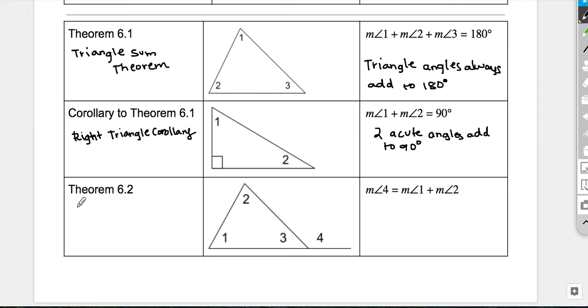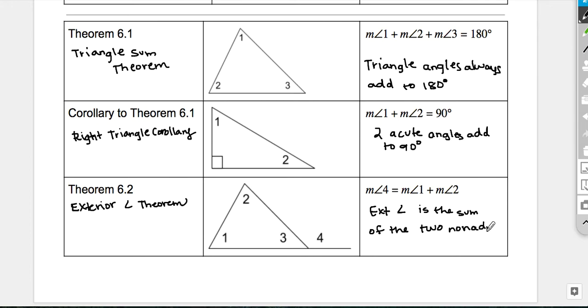Theorem 6.2 is better known as the exterior angle theorem. And this says that if you have an exterior angle of a triangle, which comes from extending one of the sides, so an exterior angle of a triangle is the sum of the two non-adjacent interior angles.